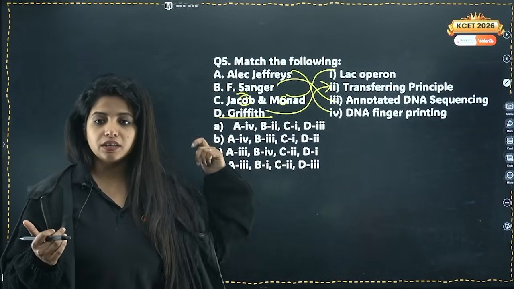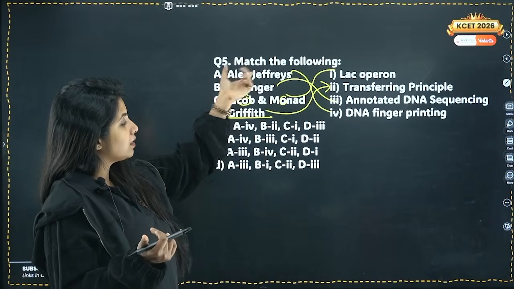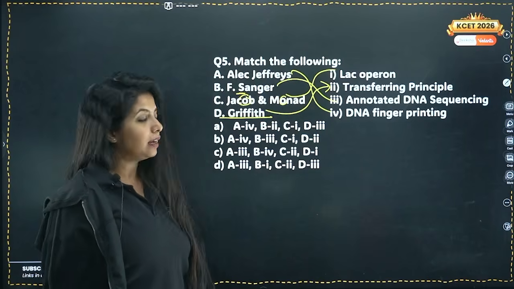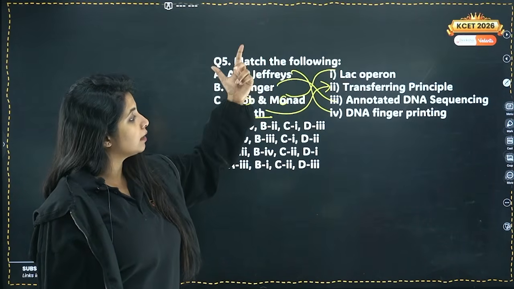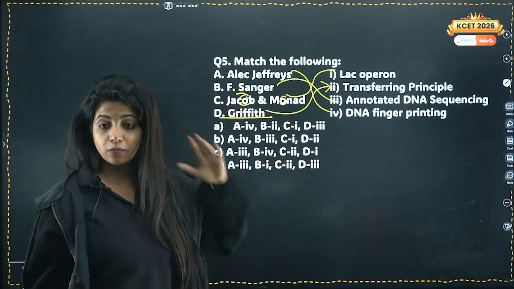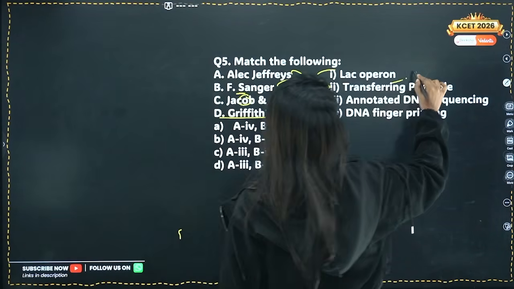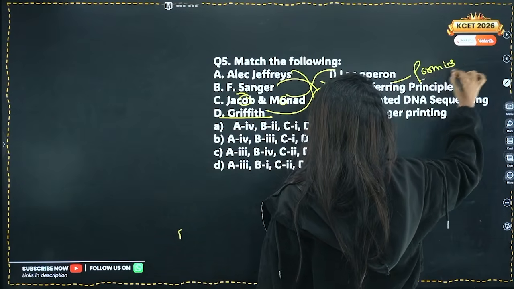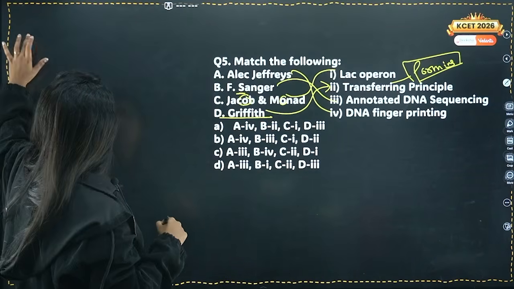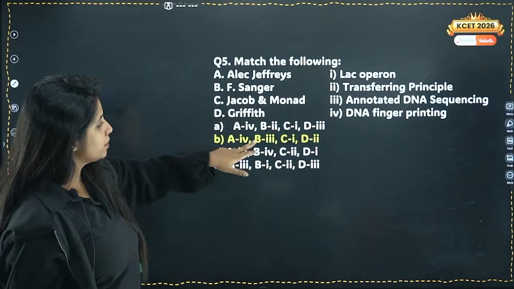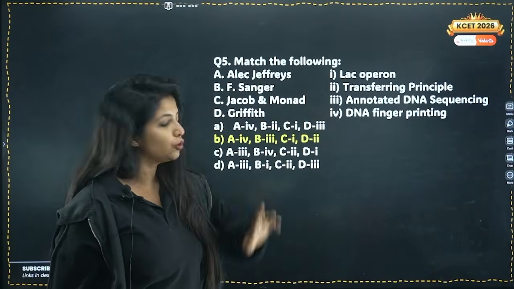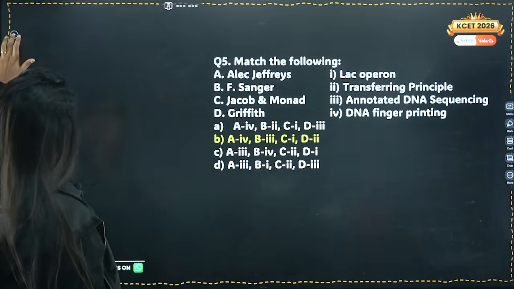Okay, so Alec Jeffrey, DNA fingerprinting. F. Sanger has an S in the second word. Similarly, for all of them, if you see the second term, you will be able to find that as well. So Alec Jeffrey, DNA fingerprinting. F. Sanger, annotated DNA sequencing. Jacob and Monod, lac operon, and Griffith, transforming principle. It's not transferring, it's actually transforming principle. I do not know if it's a typo by my team, or it's there in the MQP like that only, but anyway. So your answer for this question becomes: A with 4, B with 3, C with 1, and D with 2. Okay? Next question.